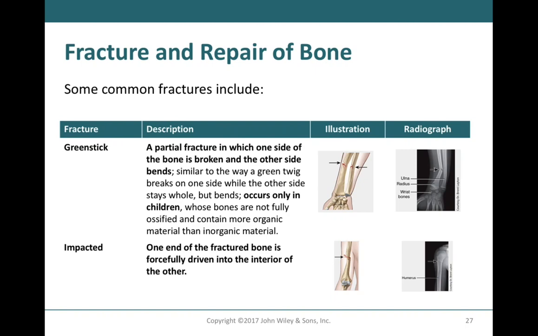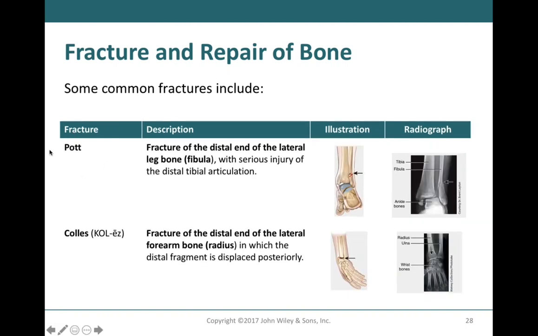Because long bones are, by definition, much longer, there's more of a likelihood that those bones will have these different types of fractures. So these are 2 other fractures that tend to be a little bit more specific. The Potts fracture is specifically a fracture that occurs at the distal end of the fibula. The fibula is the bone that can be found on the lateral side of the lower leg. We can see that bone here. So when the distal end of this is broken, we call that a Potts fracture.